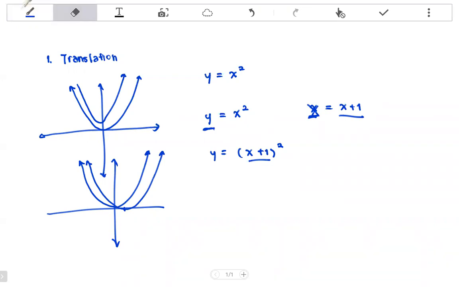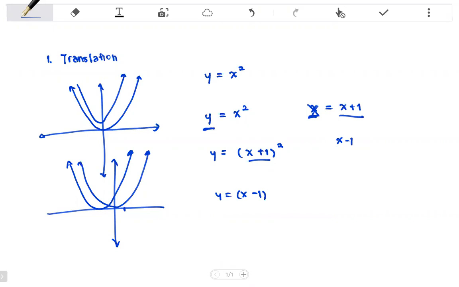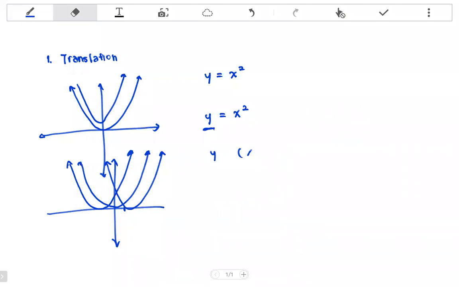But actually, when we shift it left or right, it does exactly the opposite. So if we add 1, it goes to the left 1 unit. But if we subtract 1 unit, so we write y equals x minus 1 squared, then it goes 1 unit to the right. Anyone confused so far? Or does that make sense? That makes sense. Okay.